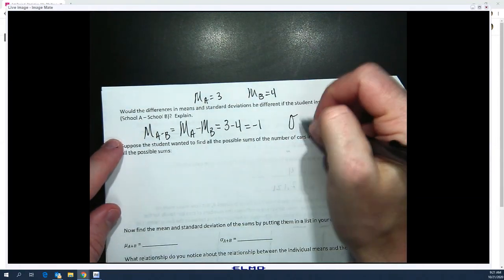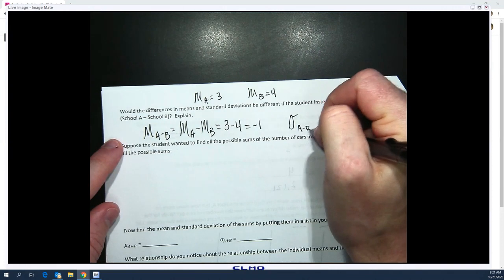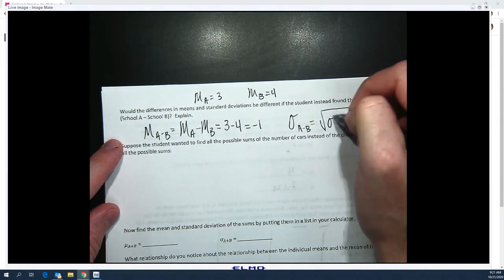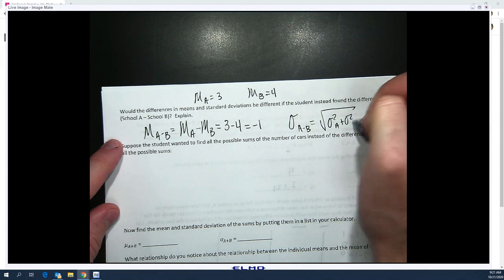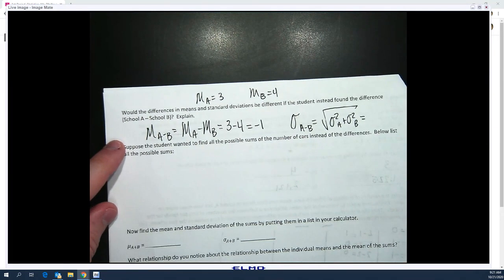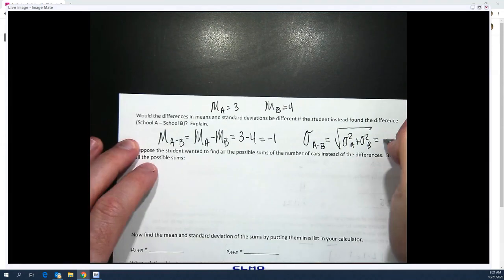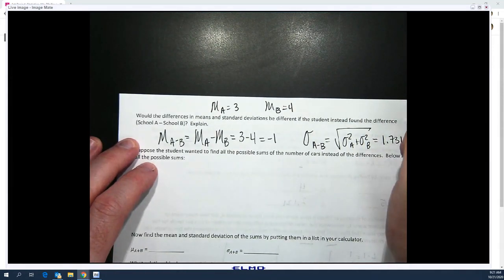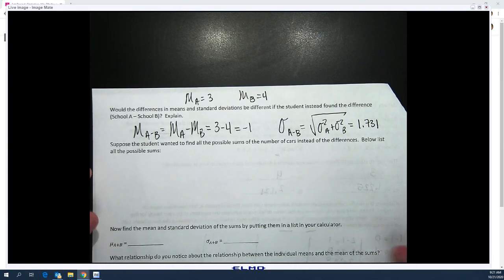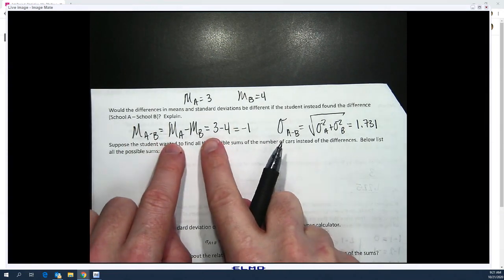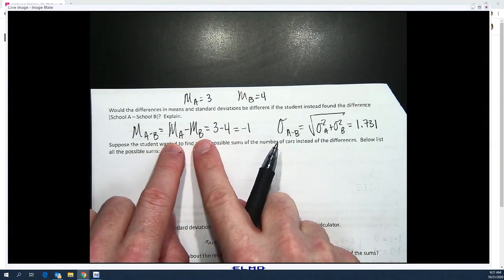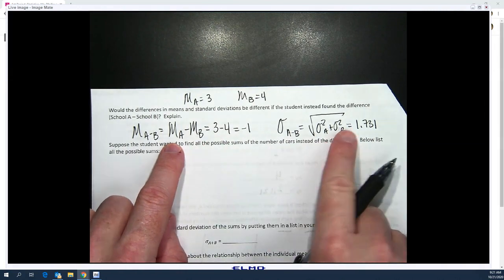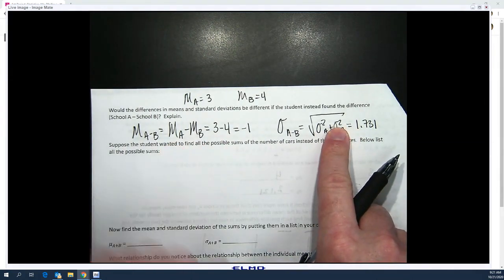The standard deviation, though, stays the exact same. It's still sigma squared a plus sigma squared b, so that's going to be 1.731. So switching the order does affect the average when you're subtracting, but it wouldn't have anything to do with the standard deviation because it's always plus, you're always adding them together.